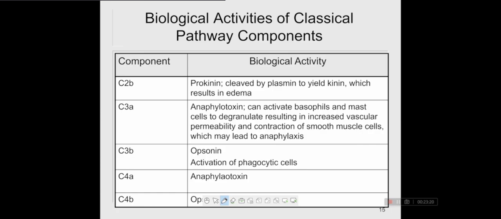Components C2b, C3a, C3b, C4a and C4b. C2b, what is the activity? Prokinin, cleaved by plasmin to yield kinin which results in edema. C3a, anaphylatoxin, can activate basophils and mast cells to degranulate, resulting in increased vascular permeability and contraction of smooth muscle cells, which may lead to anaphylaxis.